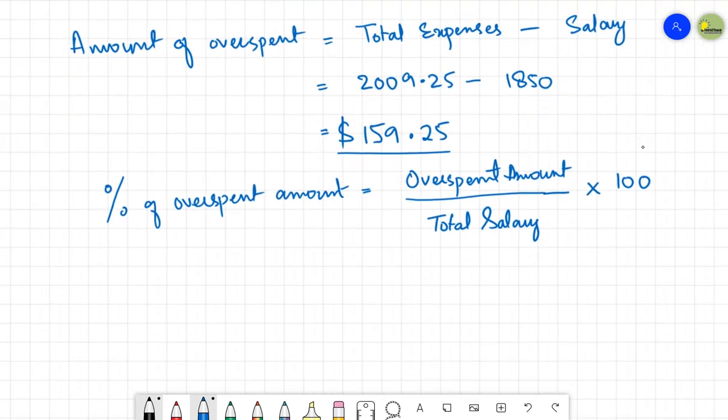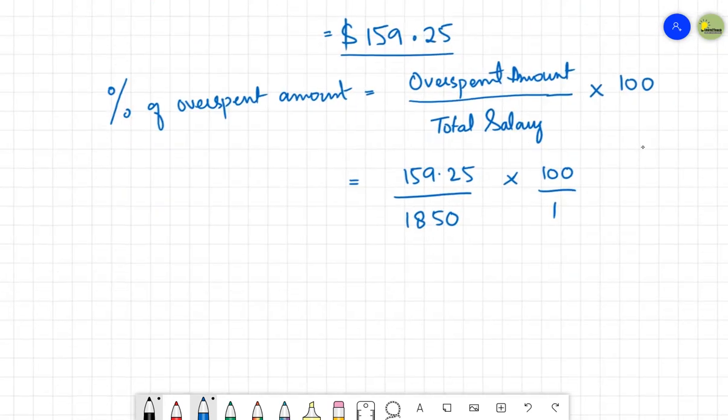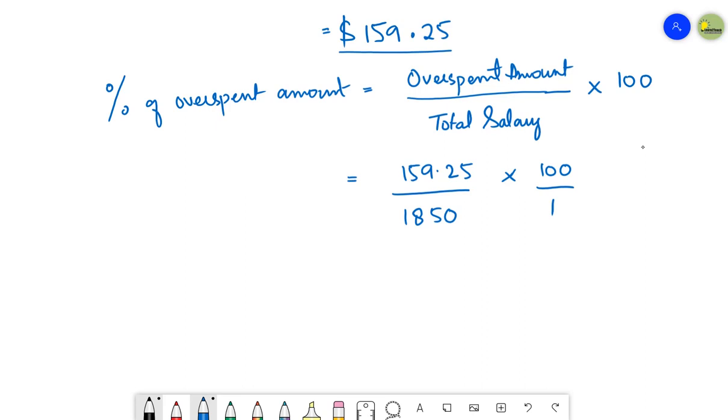Whenever you want to find out the percentage of anything, write down the quantity in the numerator, then divide it by the total value and multiply it by 100. So it is 159.25 divided by 1850 multiplied by 100. Let me write 1 in the denominator of 100 so that both can become rational numbers.